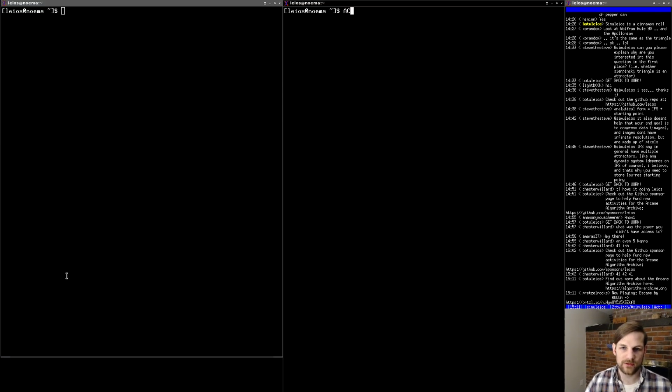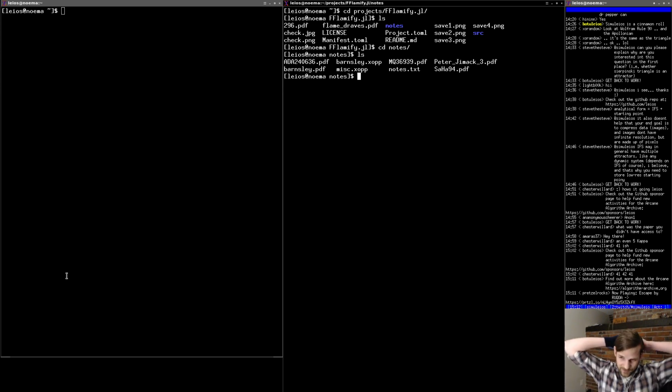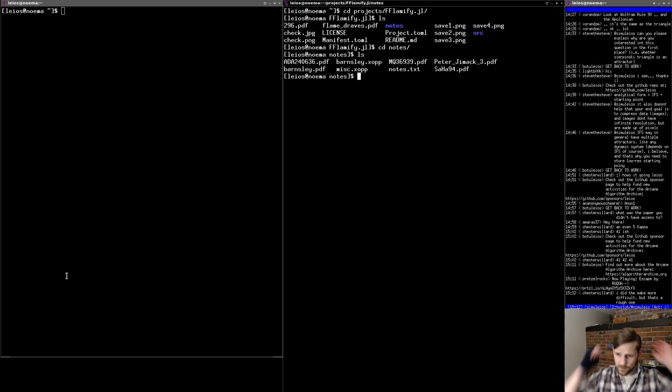Okay, so what we're going to do is cd into projects, Flamify over here, ls here. cd into notes, and we should have a bunch of PDFs that we just created. I'm just going to open them up and see which one we want to tackle first, just by reading the abstracts, and see where we go.